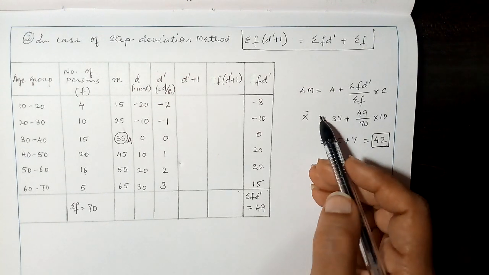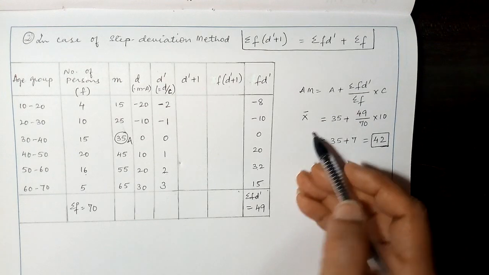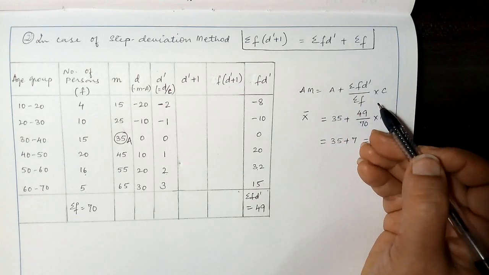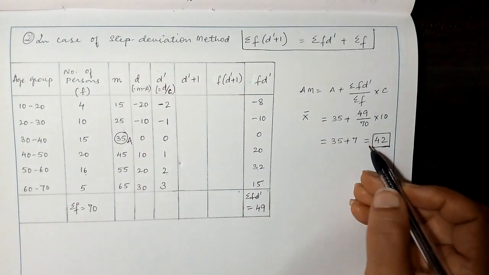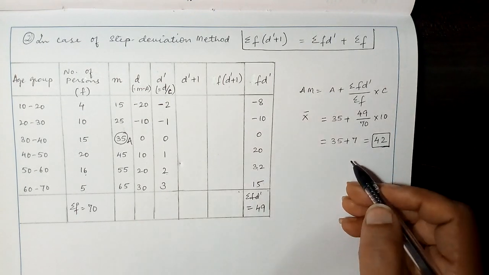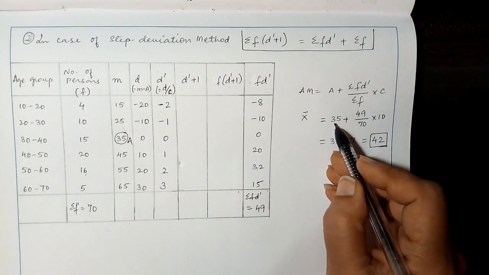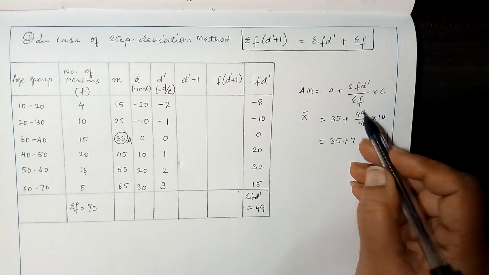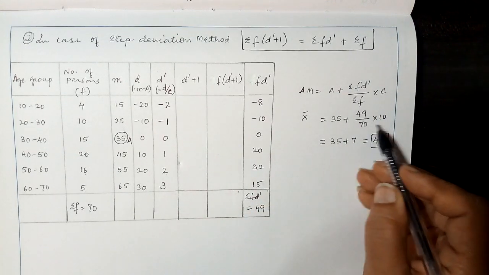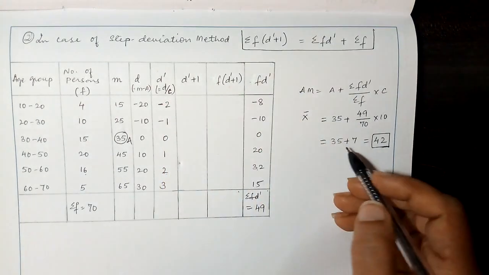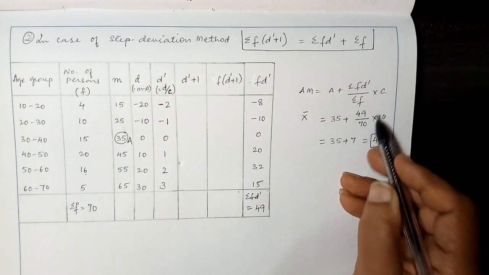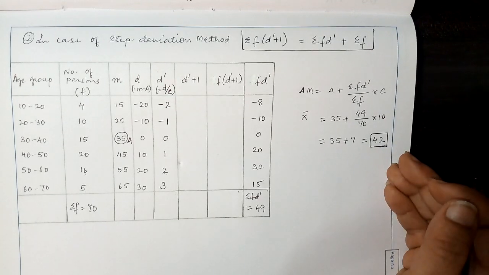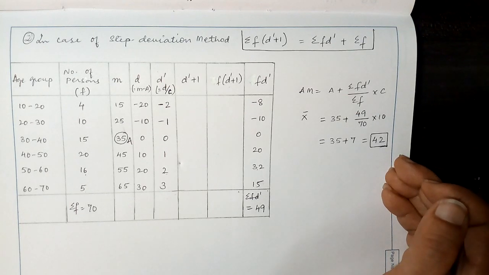Now we already know the method of calculating arithmetic mean for a step deviation method, which is given by A plus sigma fd dash by sigma f into c. This is what we have learnt while we learned the continuous series and the step deviation method under it to calculate the arithmetic mean. So now we'll put the values. What was the assumed mean? 35 plus sigma fd dash was calculated to be 49 divided by sigma f, which is 70, into 10. That was the class common factor. So this reduces to 7, and we have 35 plus 7 equal to 42. So the mean here is the same as what we calculated using the shortcut or the assumed mean method.